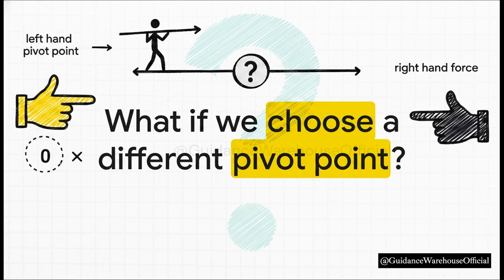solve. But if we purposefully choose the left hand as our pivot point, the distance from the pivot to that left hand becomes zero. And since torque is force times distance, the torque of the left hand becomes zero too. It drops right out of the calculation. Always pick a smart pivot to simplify your life.